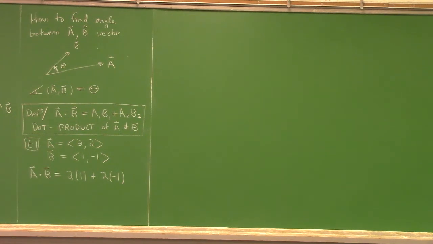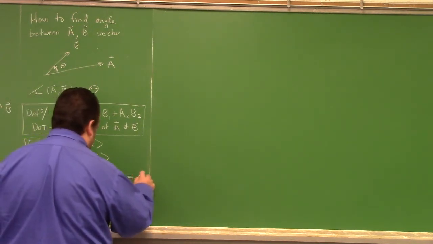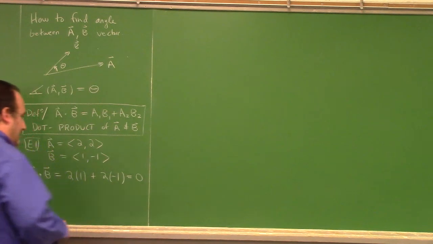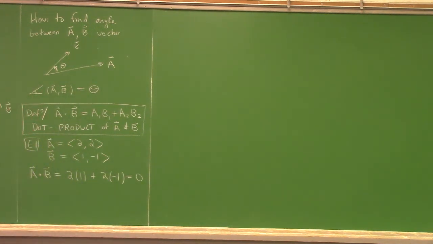So the dot product of 2 vectors is a number. For one thing, that's a little bit surprising, right? You're taking 2 vectors, you're getting out a number. So that's 2 minus 2, so here's 0.